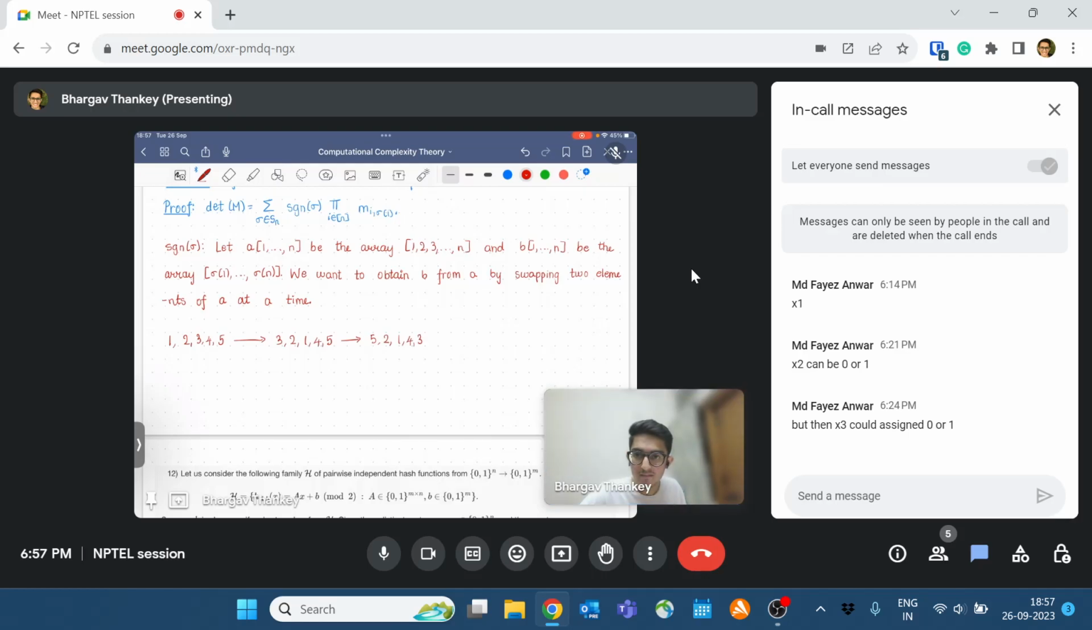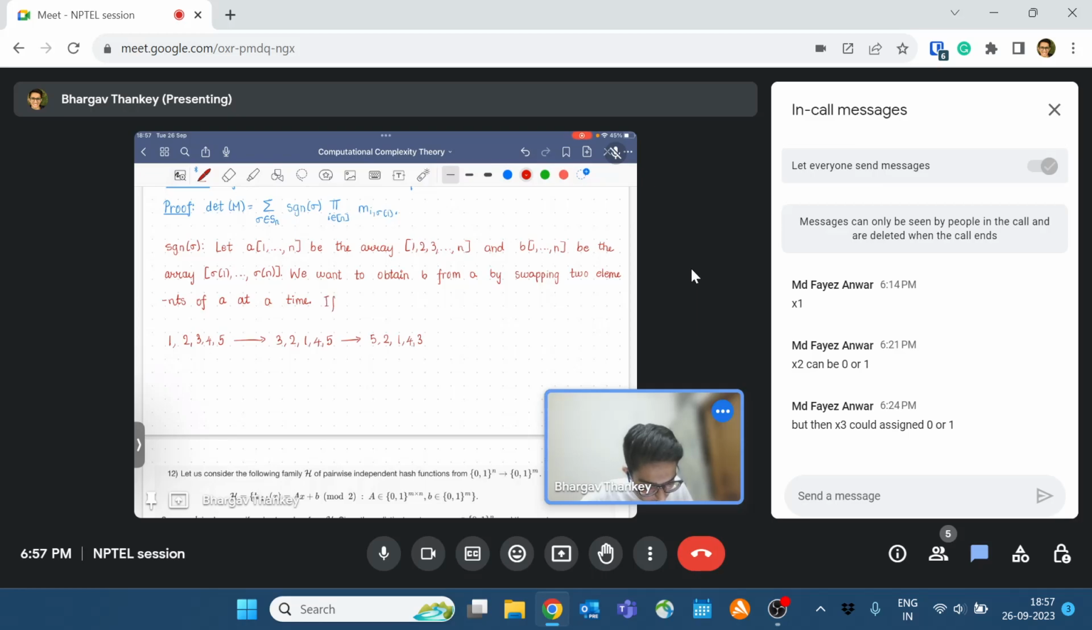So what is special with this permutation? Two things. One is this is the smallest type of non-trivial permutation, because this is a trivial permutation. Another thing is what I'm going to write. For now, accept that we are doing this. We want to obtain B from A by swapping two elements at a time.